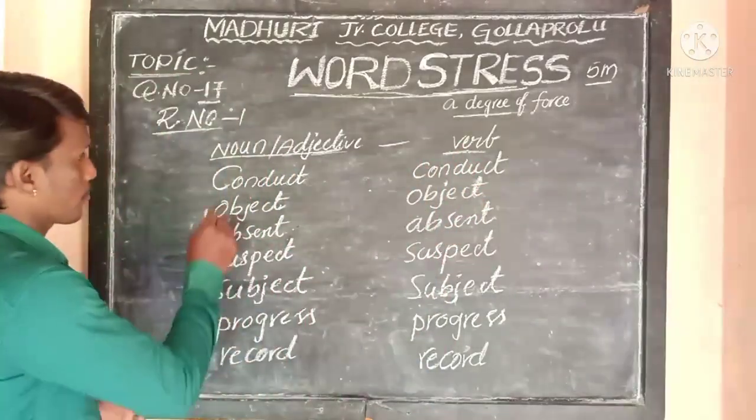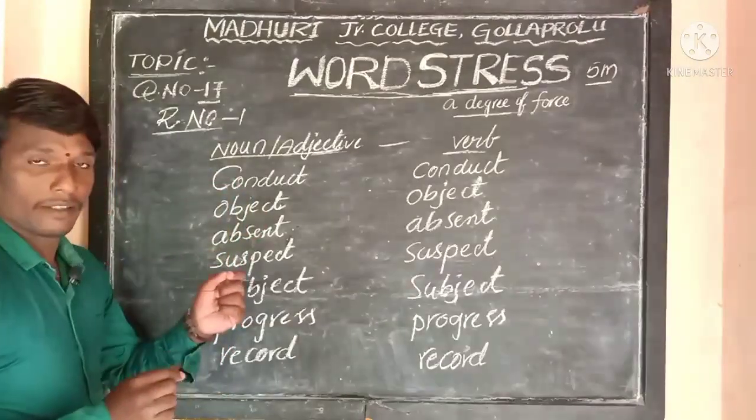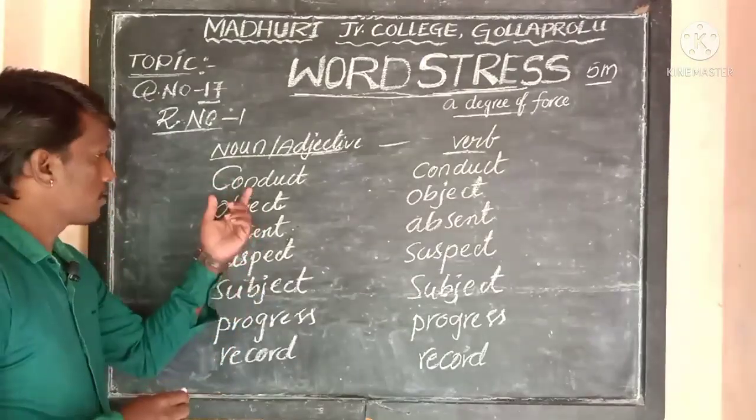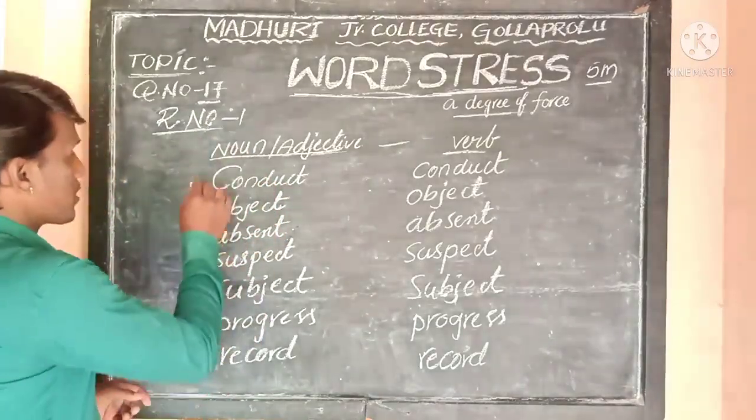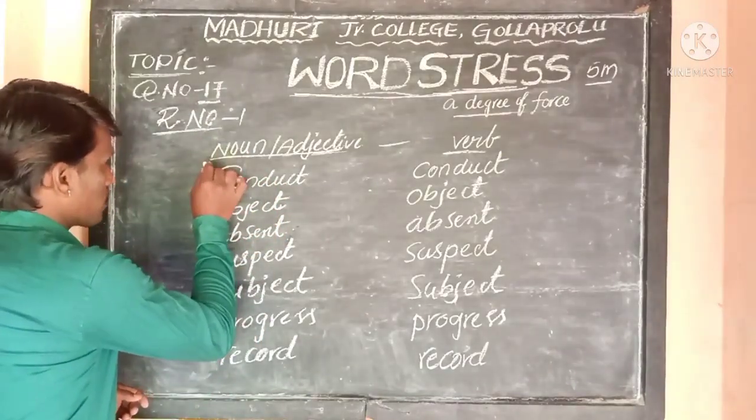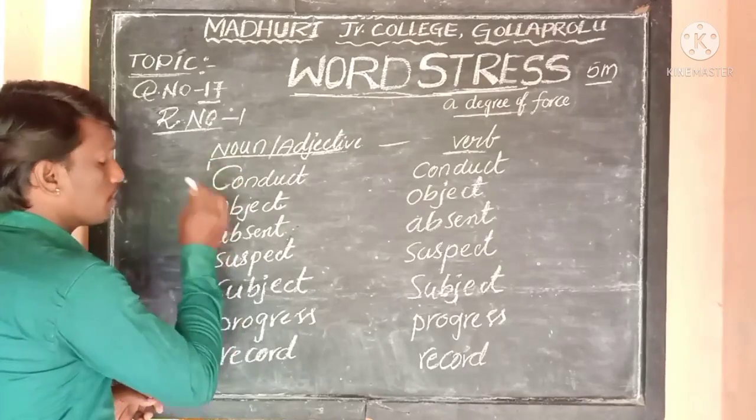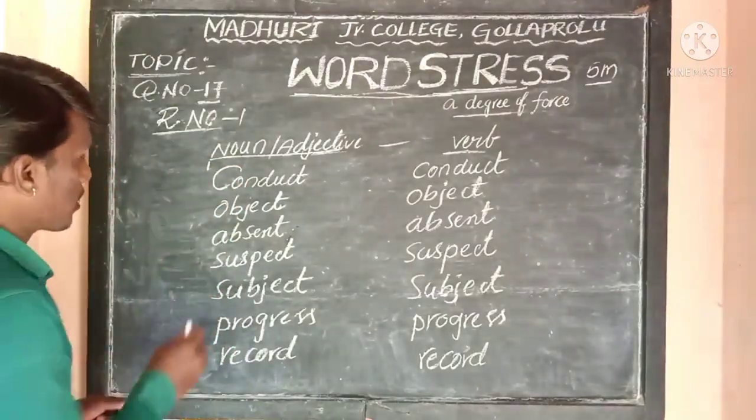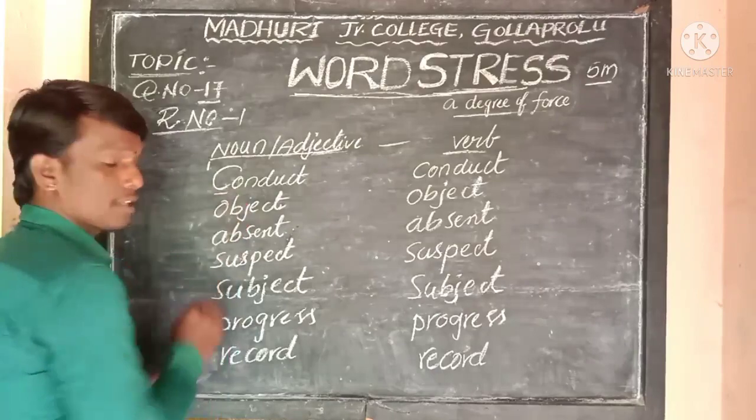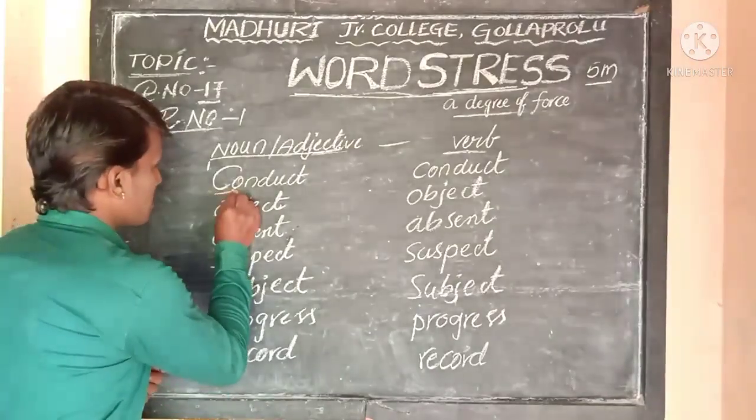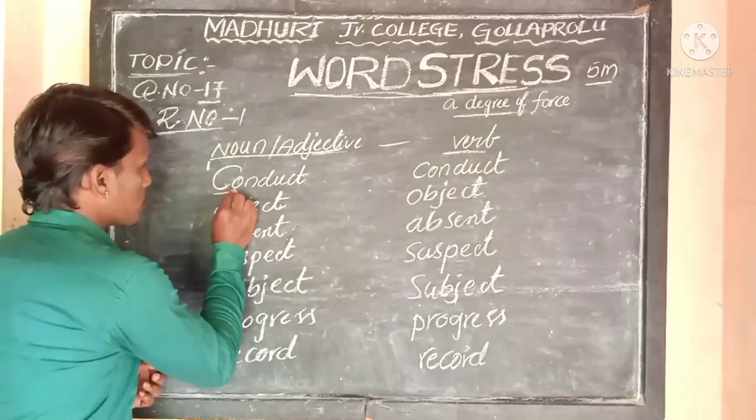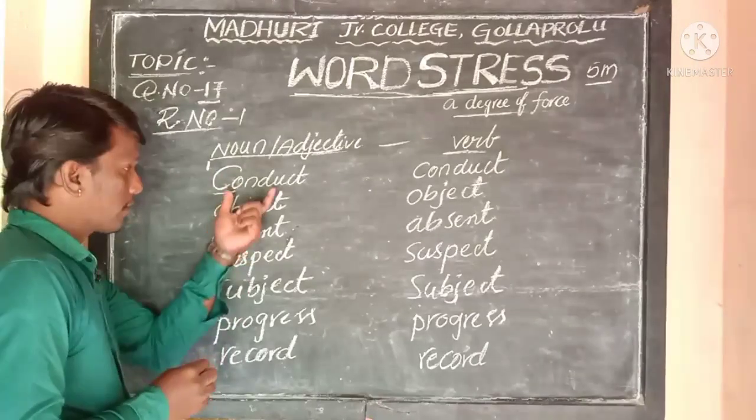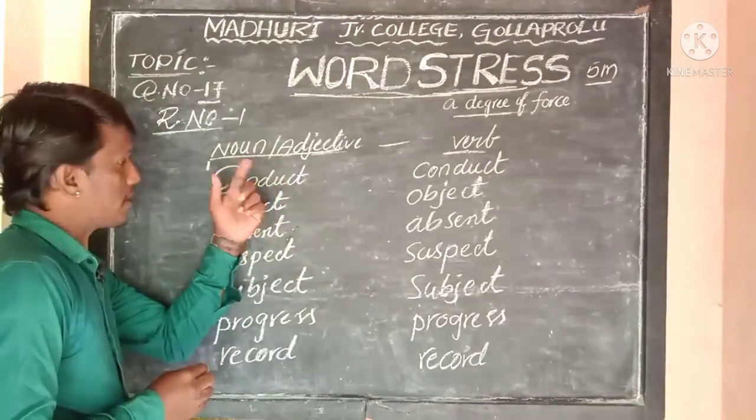For example, conduct is a noun. C-O-N-D-U-C-T, conduct is used as a noun. Stress takes place on the first syllable. What is the first syllable? Ka is the first syllable. So the stress is on the first syllable ka when the word conduct is used as a noun.